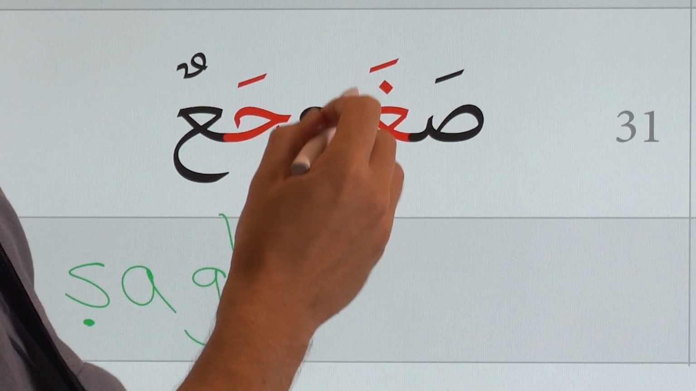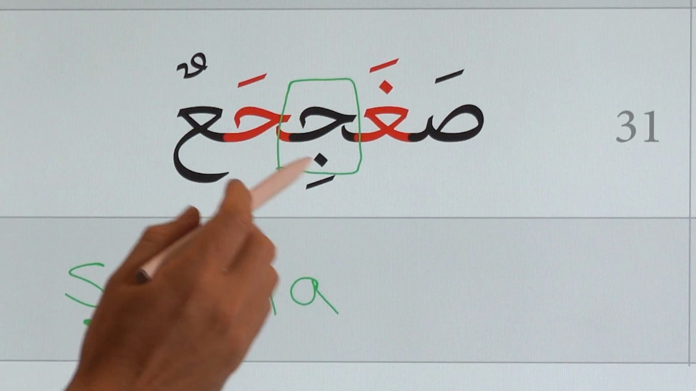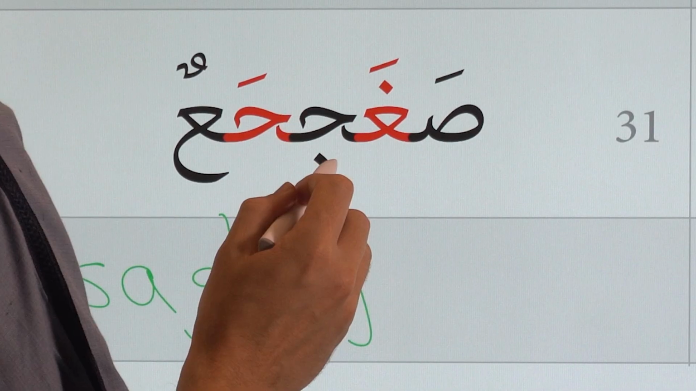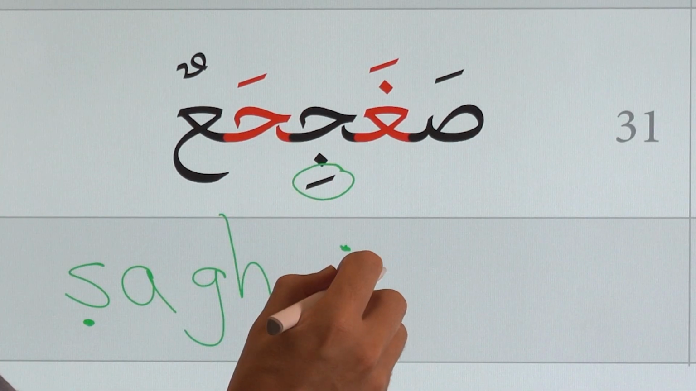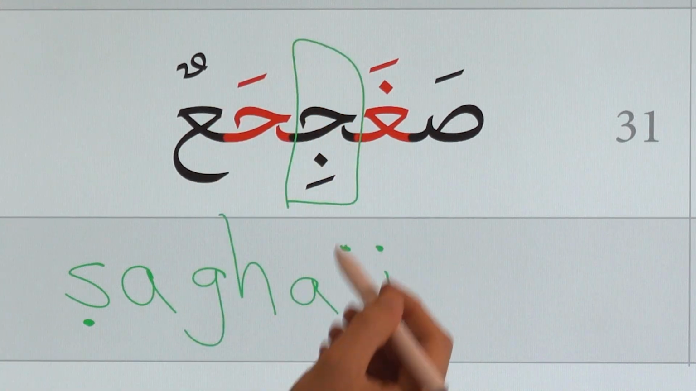The next letter we find is a wave-like shape with a dot underneath, meaning this is the letter Jim. So we're going to write a J for the letter Jim. And beneath the letter Jim, we find a kesra. So we write I for the kesra. So together this would be pronounced as Ji, Ji.